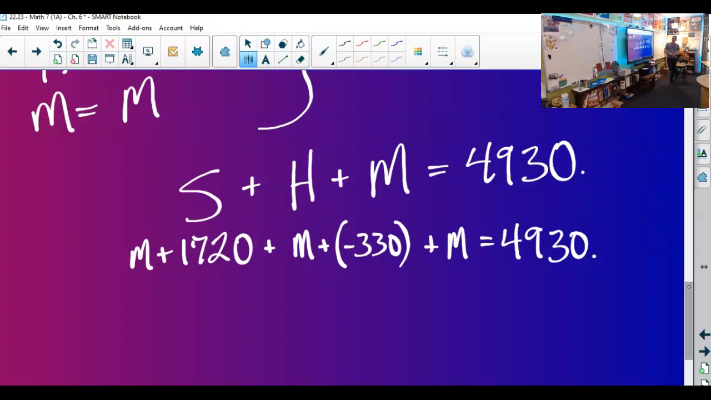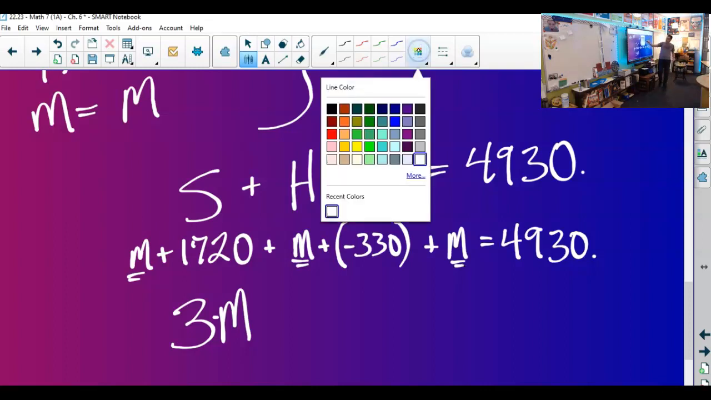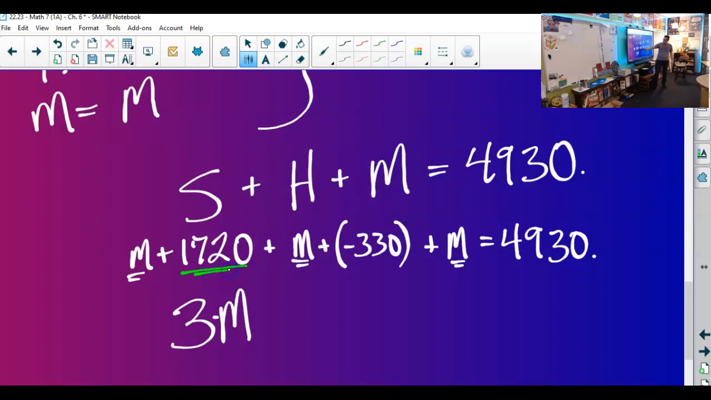Lily, so if we go to add the like terms, how many M's do we have? 3 M's. So guys, 3 M's because we had M plus another M plus another M. Destiny, when I go to add, can I add 1720 and negative 330? Yeah, because these are like terms too. I'm going to change colors just a little bit to code this. Can somebody grab a calculator and double check 1720 minus 330, or plus a negative 330? Because I had it up on the front screen that we need calculators. 1,090.